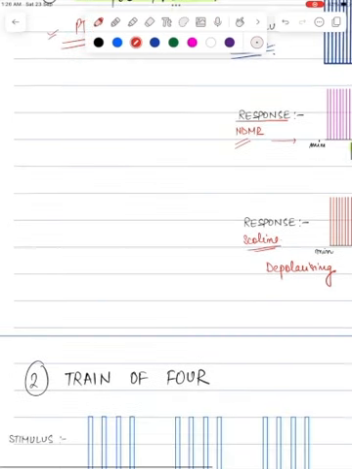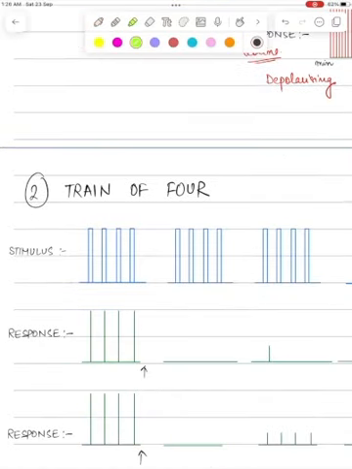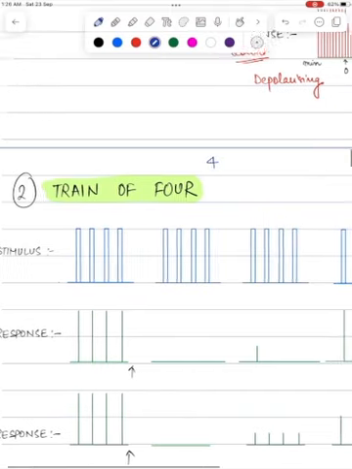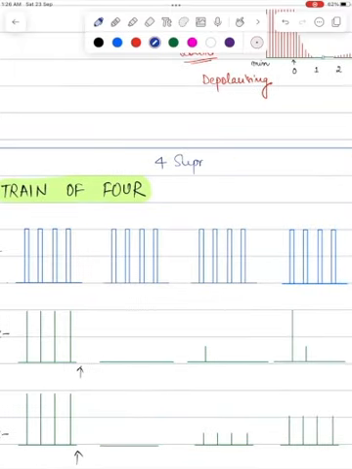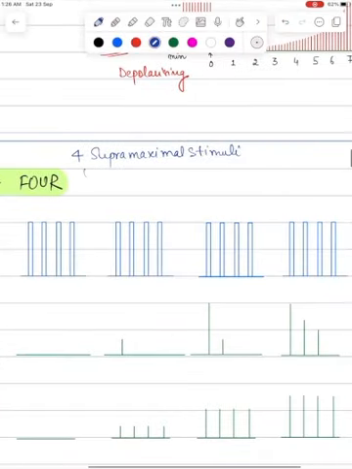Now let's talk about the train of 4 monitoring, which is the most important type of electrical nerve stimulation that you need to know about. So in train of 4 monitoring, 4 supramaximal stimuli are given every 0.5 seconds. Therefore, the frequency is 2 Hertz.